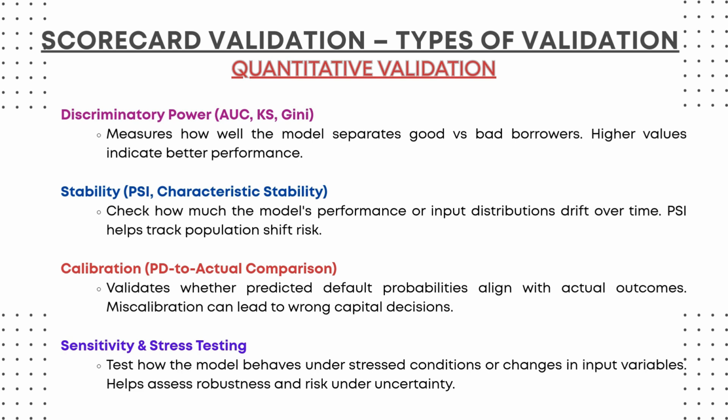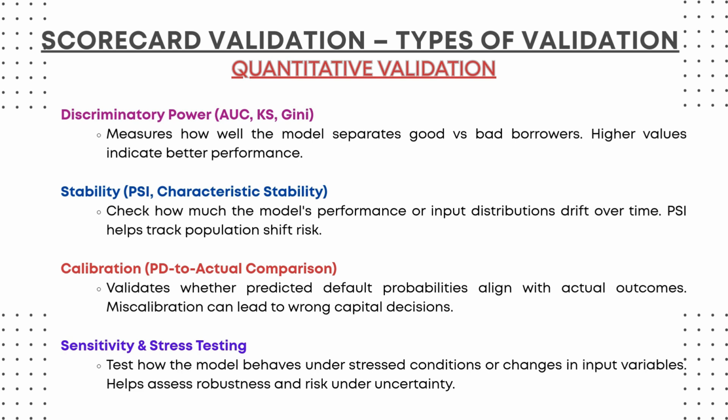The higher value indicates better performance. So closer to 1 means better discriminatory power. The tests that fall under this can be AUC, KS, Gini. Next, the check is the stability check. It checks how much the model's performance or input distribution drifts over time. PSI helps track population shift risk. The tests that fall under this are PSI, the Population Stability Index, and CSI, Characteristic Stability Index.